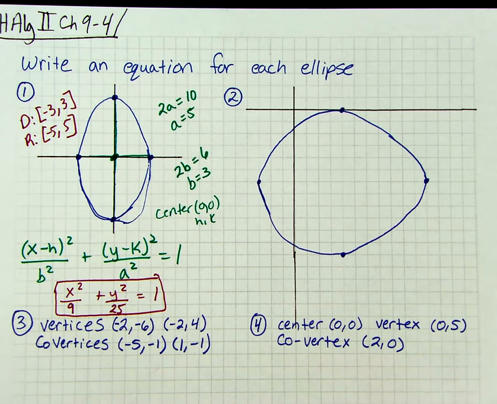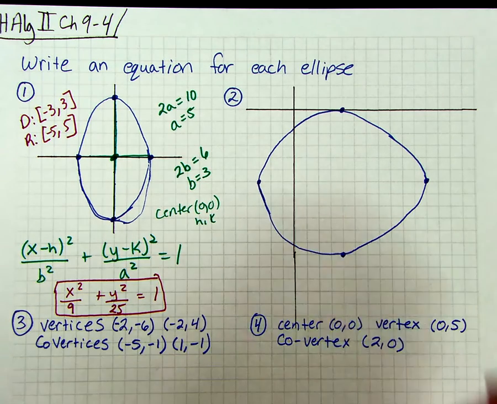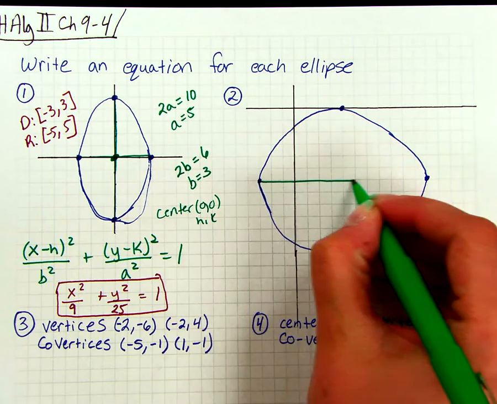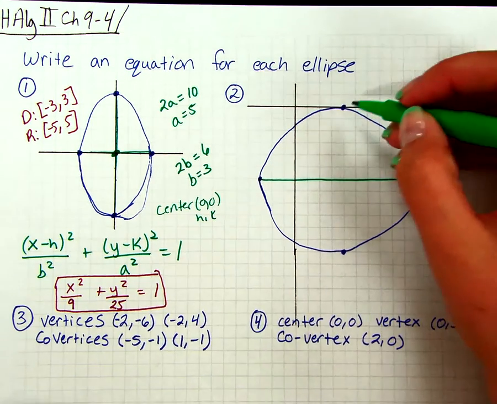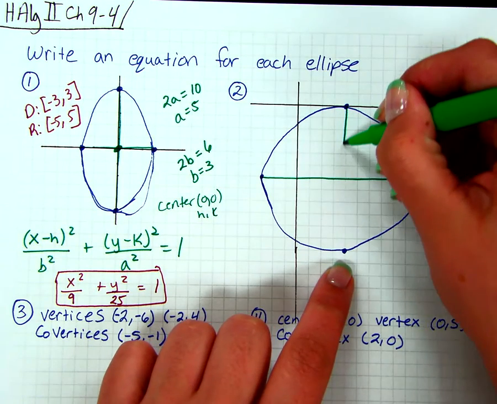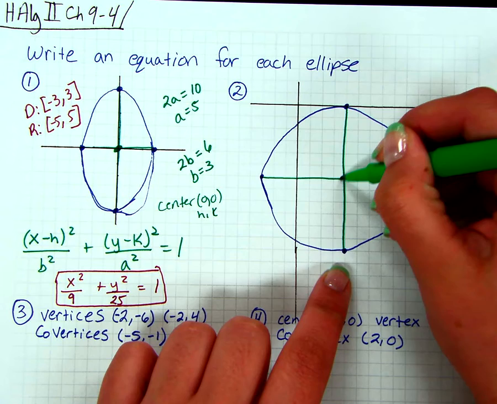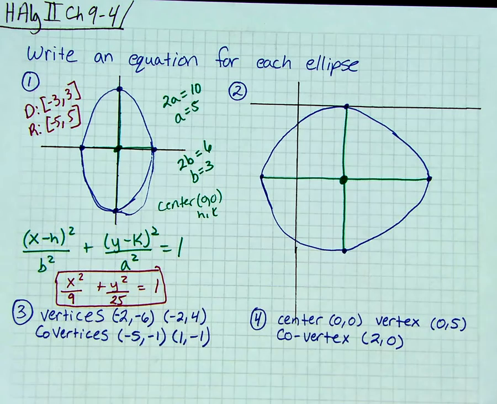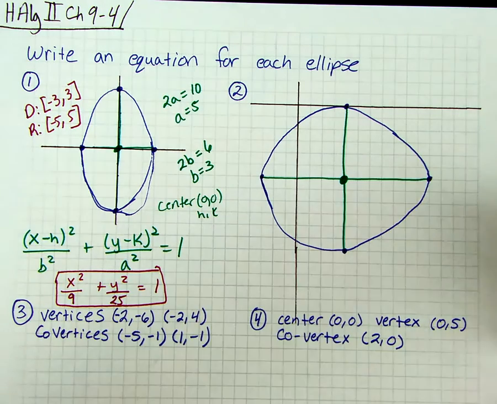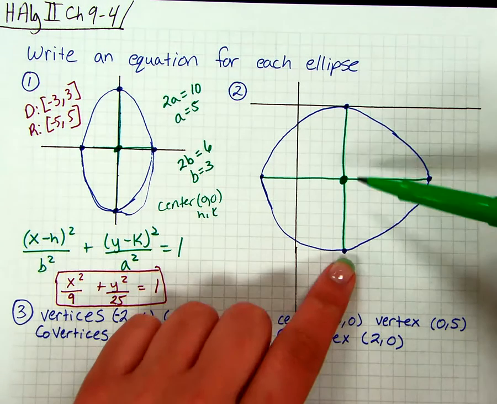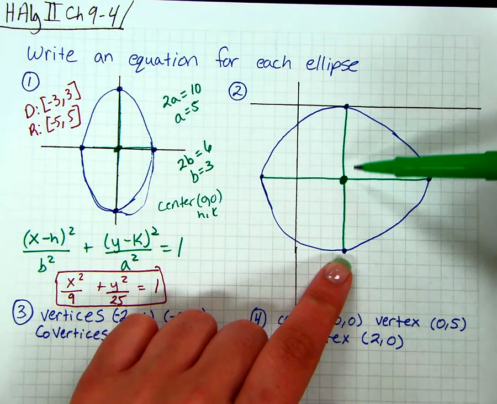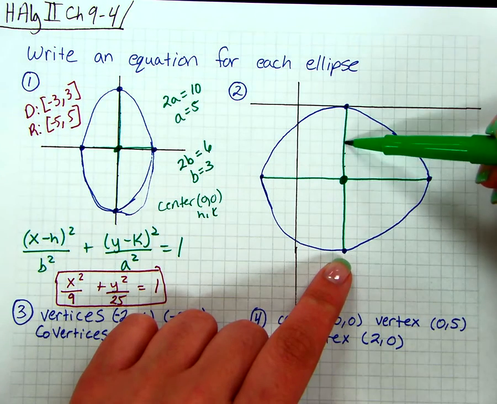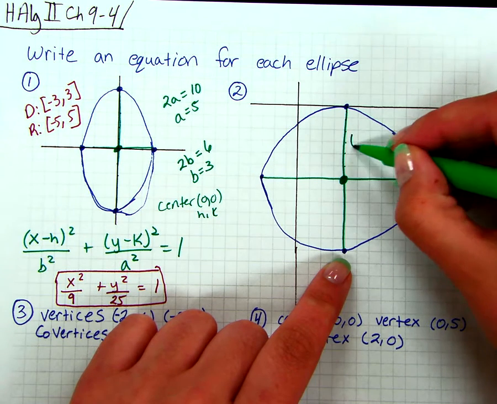On this one, I'm actually going to start by connecting the vertices together, so I'm going to draw this horizontal line here. And then if we connect these together, here's our center point without having to do a whole lot of math. Now we want to figure out which way it's longer so we know if it's vertical or horizontal. I'm going to count from the center to one of the vertices. 1, 2, 3, 4, 5. So this has a length of 6.